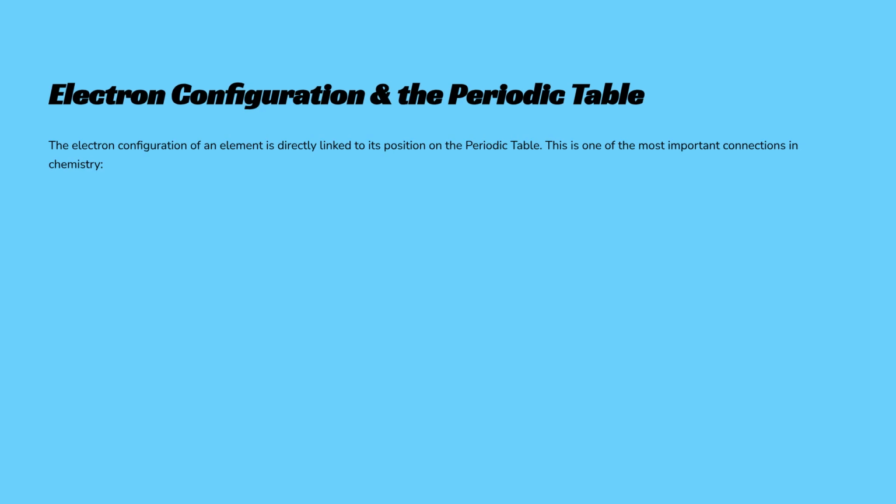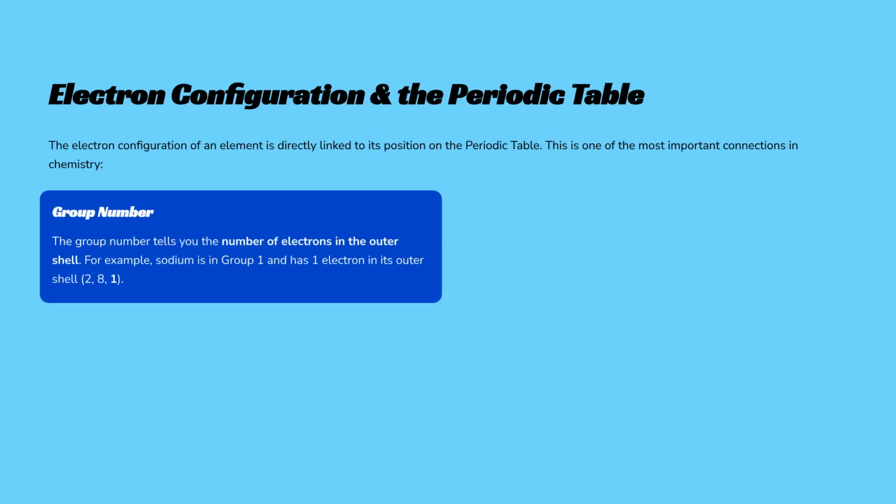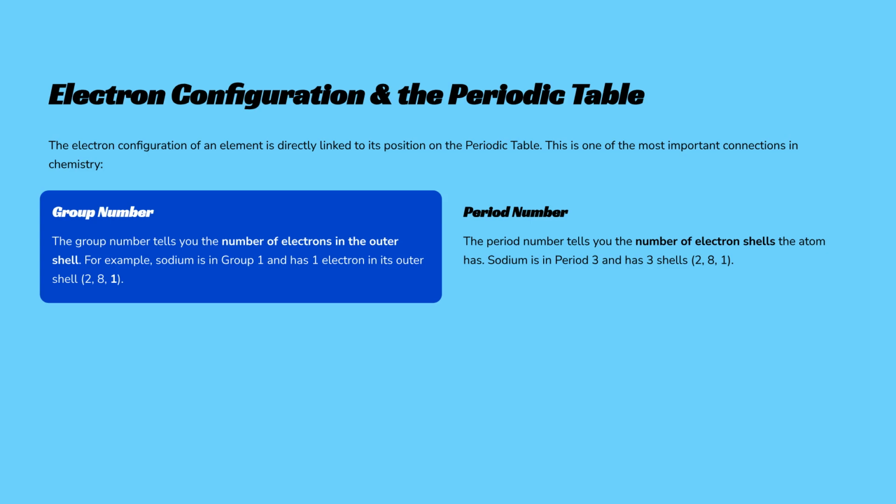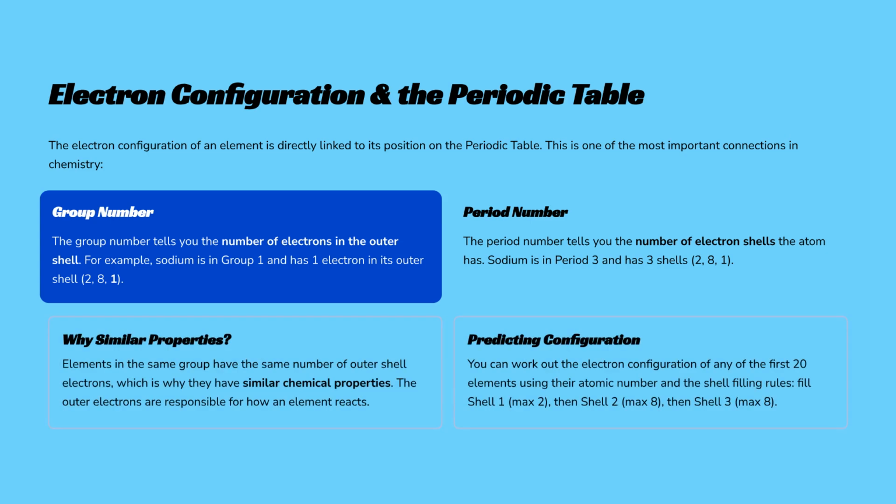Electron configuration links to the periodic table. The group number indicates outer shell electrons, while the period number shows the number of electron shells. Elements in the same group have similar chemical properties.